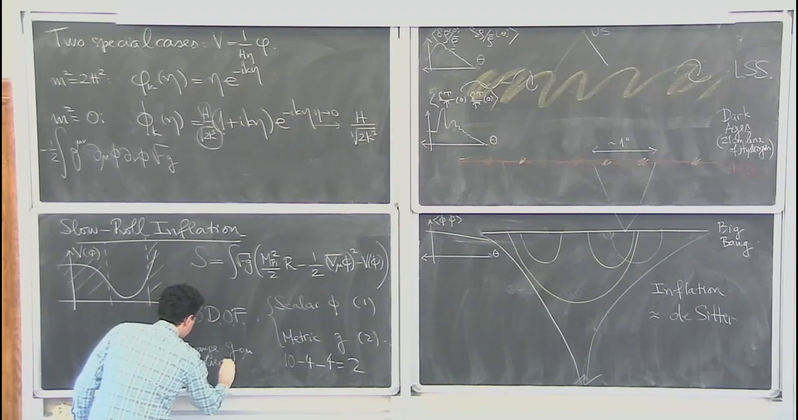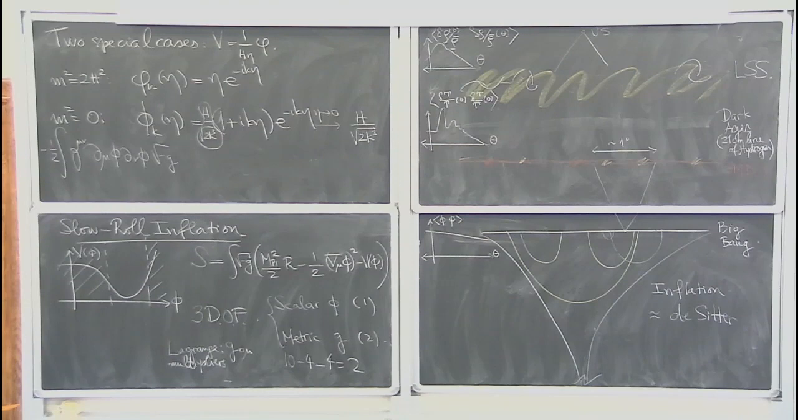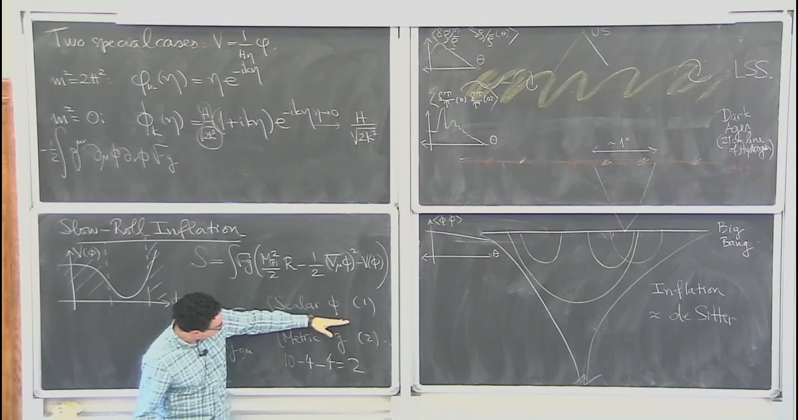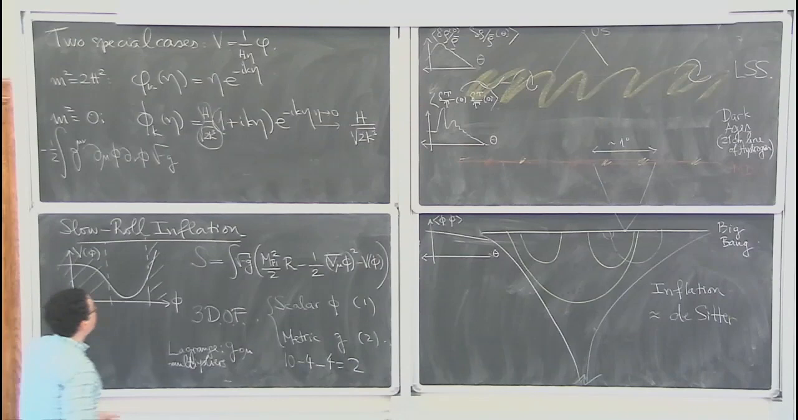Okay. So there are 3 degrees of freedom. So naively, we'll have to compute the two-point function. Not naively, we really have to compute the two-point function of these different degrees of freedom, okay? So how do we do that?